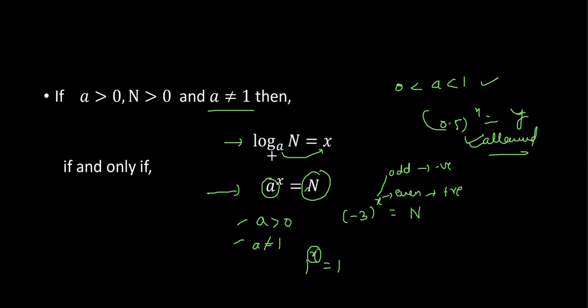The first condition is this. Please remember that if and only if a raised to power x is equal to n, then only can we write log n with base a as x. And all these conditions need to be satisfied if we have to move from log n with base a equal to x to this.